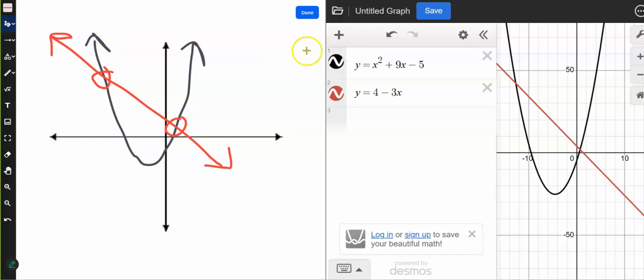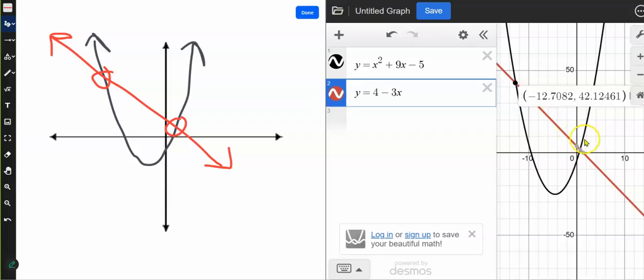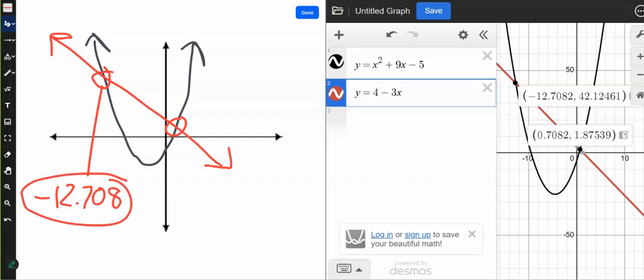Now, if you're using Desmos, this is a whole easy thing, right? You're literally just clicking there. Now, be doggone careful with this one right here, because some people are looking at the x-intercept, some people are looking at the y-intercept. You've got to be looking at the one where they cross. So, yeah, it's easy to see that this x value is negative 12.708. That's one of your answers.